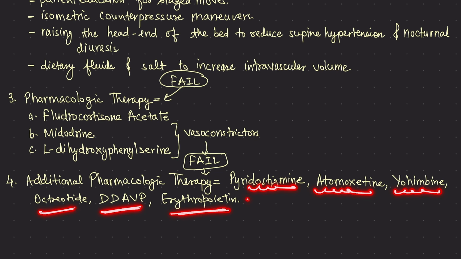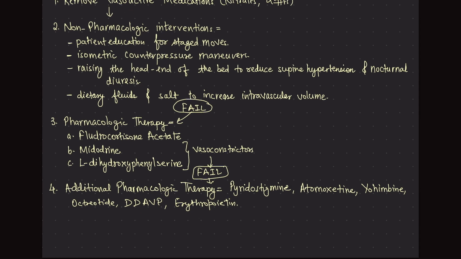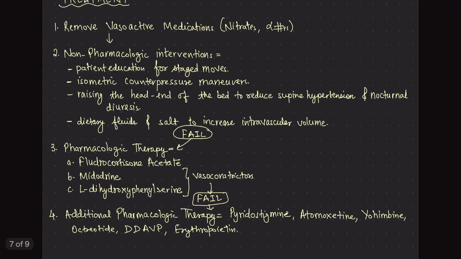erythropoietin. Right. Again, treatment first of all remove the vasoactive medications, then employ some non-pharmacological interventions. If they fail, employ some pharmacological therapy. If they fail, employ some additional pharmacological therapy. That is all about the treatment of orthostatic hypertension.